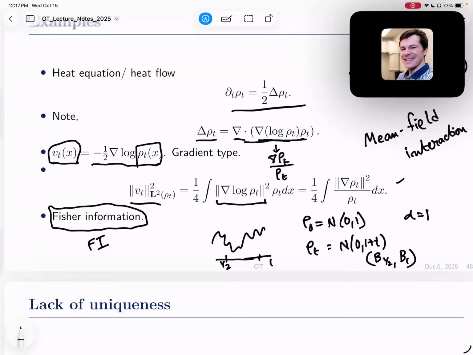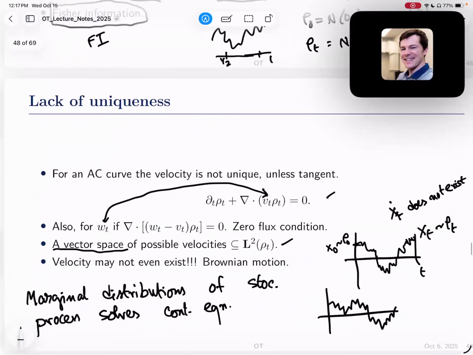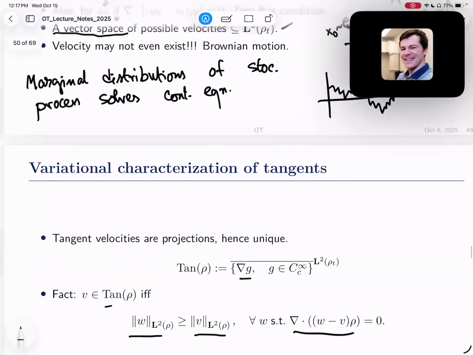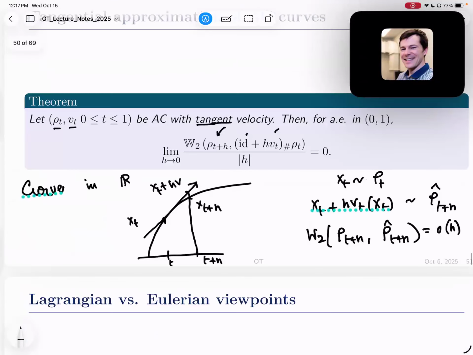Okay, got it. But there's no way to recover that from continuity equations. Continuity equations are only about marginals. Got it. Okay. So that's why there are infinitely many stochastic processes which will have different joint distributions, but will have the same flow of marginal distributions.